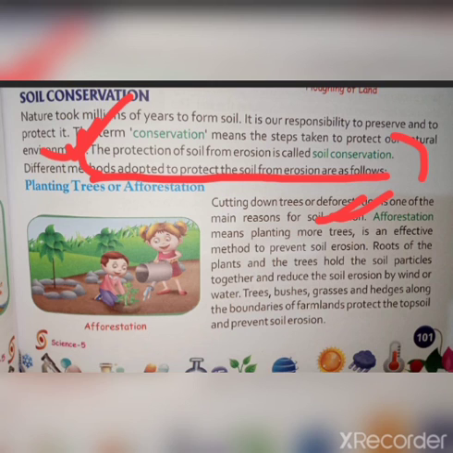The remaining ways of soil conservation, you read at home and try to understand. So what we have learned today: what is soil, formation of soil, soil erosion, factors of soil erosion, and soil conservation. All of you read the chapter and send me the audio.